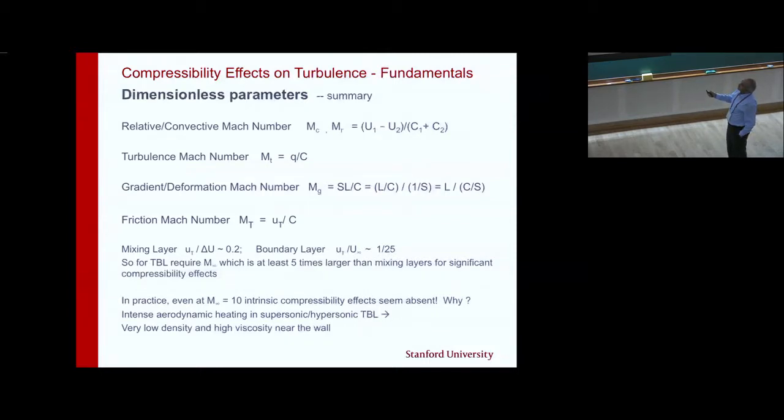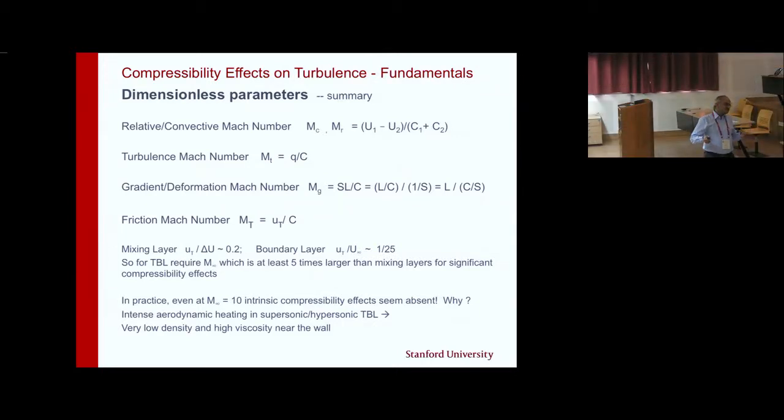In terms of overall mean, we can think about velocity scale in terms of mean velocity variations. So in case of a shear layer, there are two free streams. So velocity difference normalized by some speed of sound defines a relative Mach number or a convective Mach number. We'll say much more about this as we go along. Of course, there's turbulence Mach number, velocity fluctuation scale divided by the speed of sound. That's a turbulence Mach number.